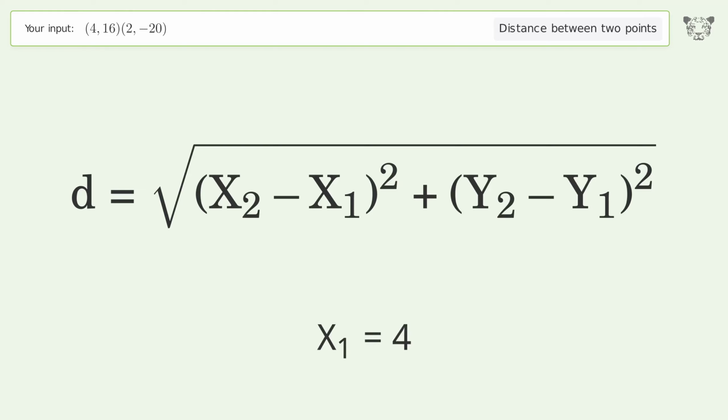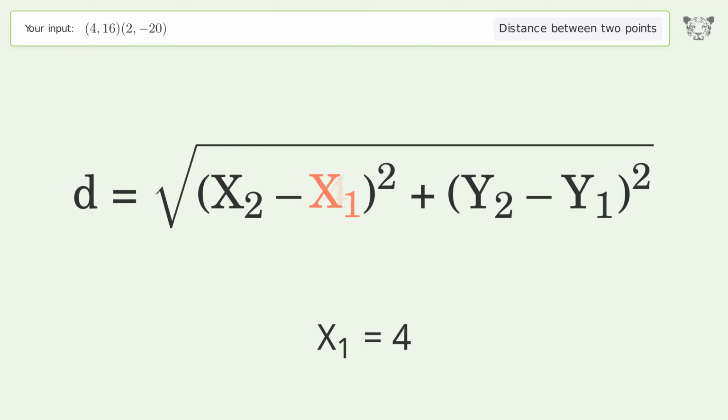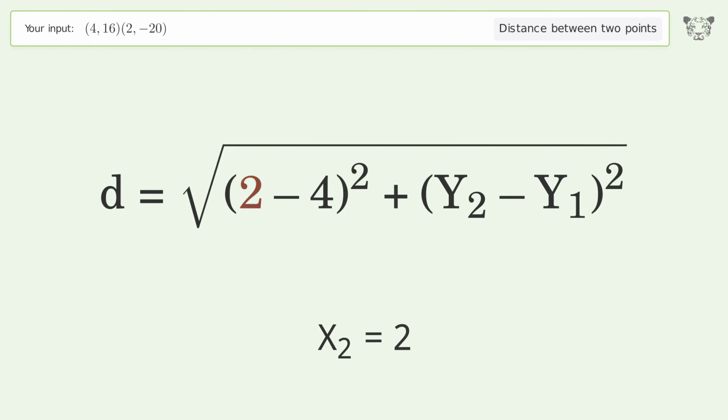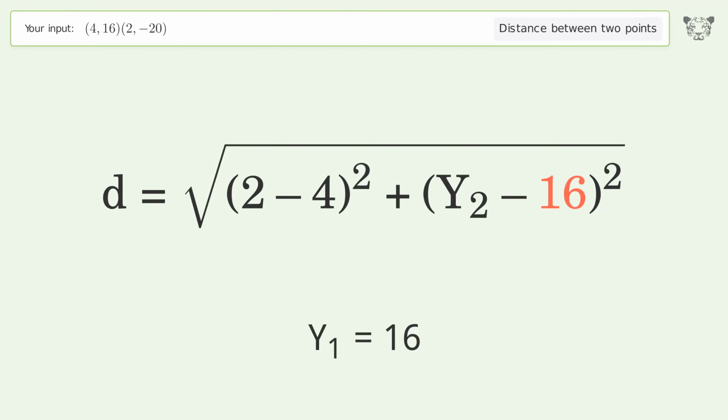x1 equals 4. x2 equals 2. y1 equals 16. y2 equals -20.